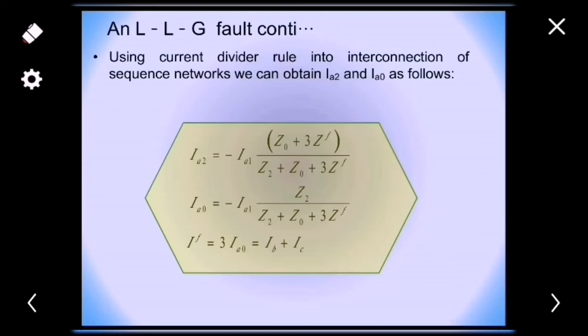So this is how we have completed all the 3 short circuit faults, which are unsymmetrical faults. Hope you would have learnt a lot of things.